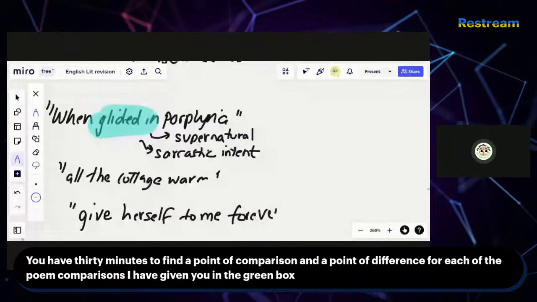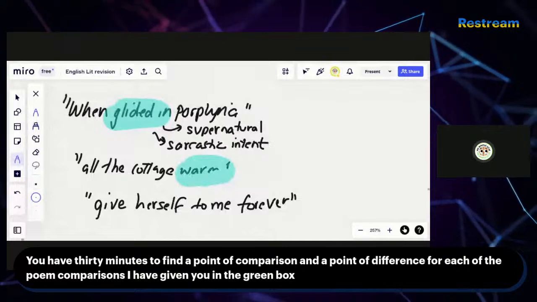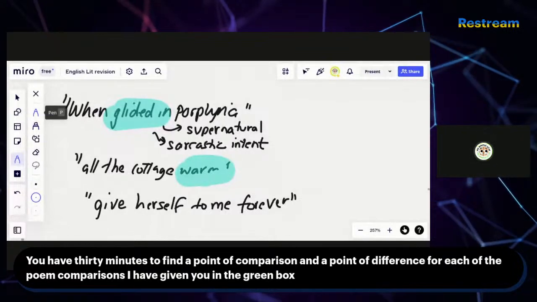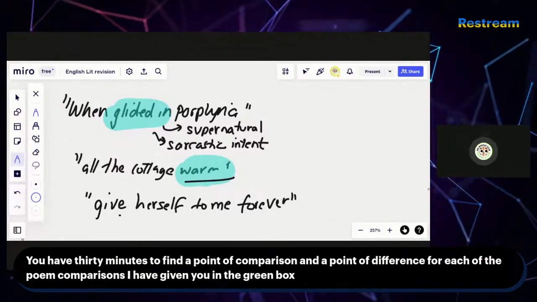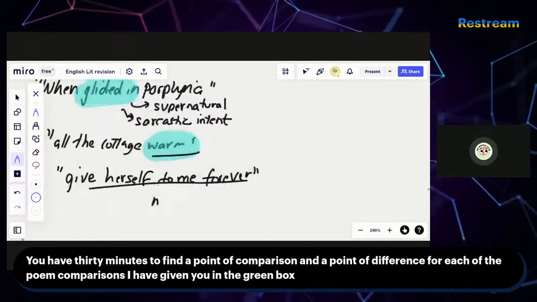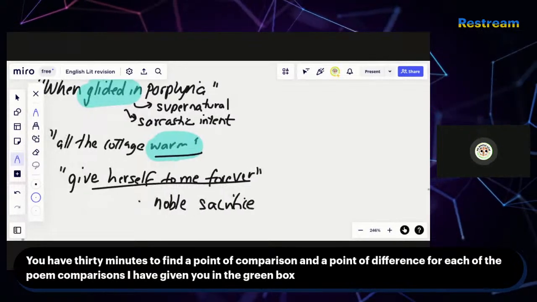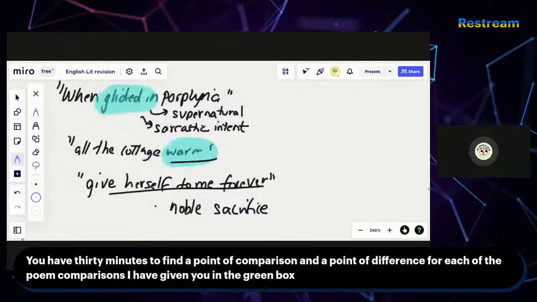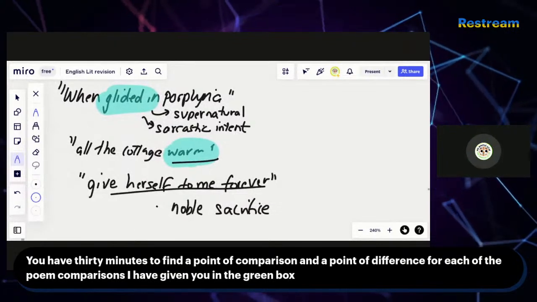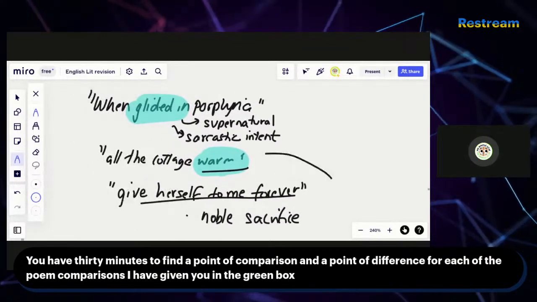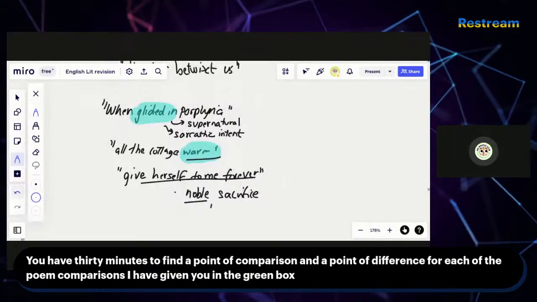Which all creates the sense of warmth from the rain, this idea that there is no issue within the relationship and that it's all okay, and give herself to me forever, as if instead of being a gruesome murder, it was a noble sacrifice. And through this portrayal, it not only creates a sense of very irrational speaker, but also the fact that he's trying to mask his actions as something that is noble, as opposed to the tragic and gruesome death that she receives.